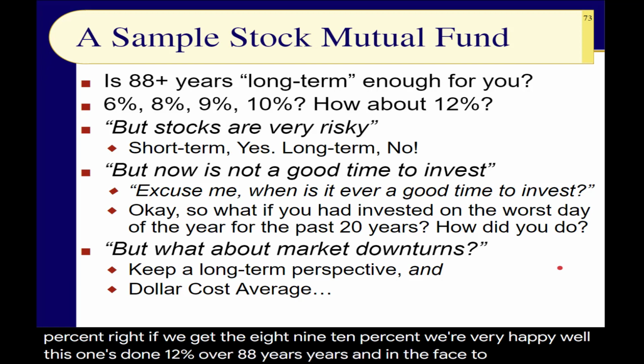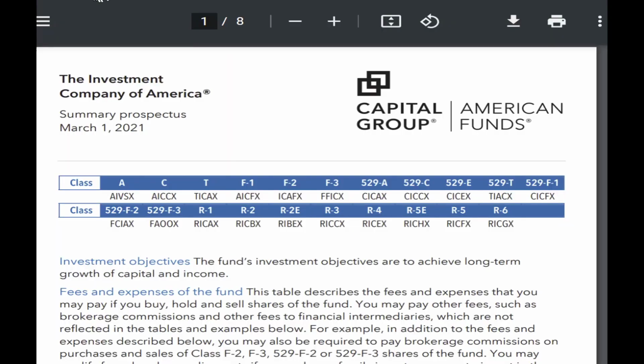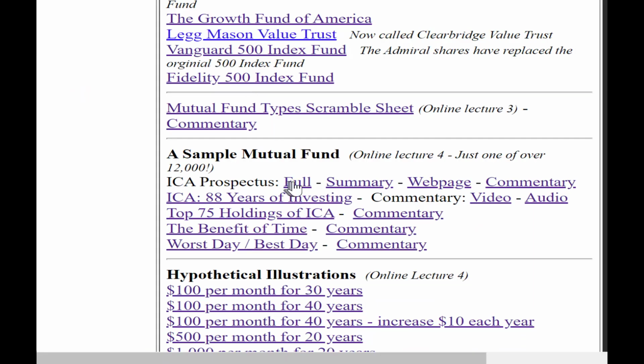And in the face-to-face class, this is where we would jump to the mutual fund. But it's here, folks, and I really want you to look at it. It's called the Investment Company of America. It's been around since, actually, it started back in the 20s, but in December 31st, 1933, they took over. So it starts January 1st, 1934. And this is an illustration of how well they've done. And it doesn't look good in this venue.